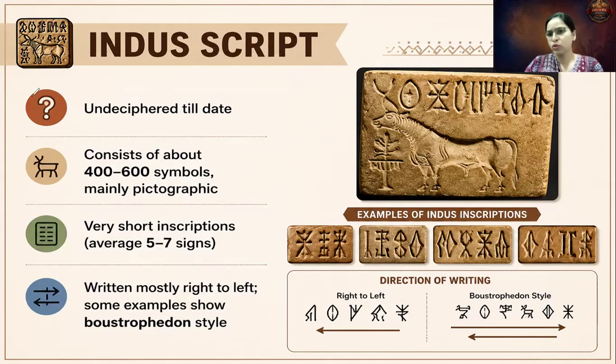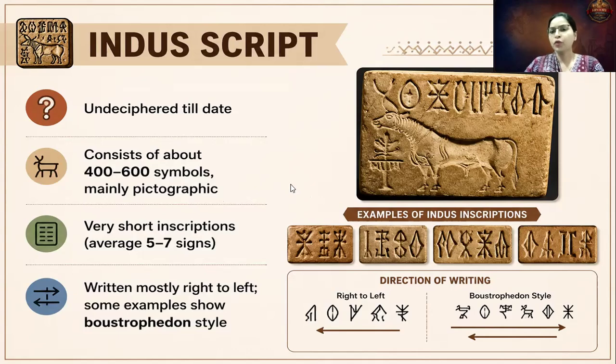Usually, this many lines were not there. You will get two lines, for example, like this. One line was written in this direction and the second line in this direction. This pattern is called the Boustrophedon pattern. Archaeologists say that this pattern was probably used by the Harappans.